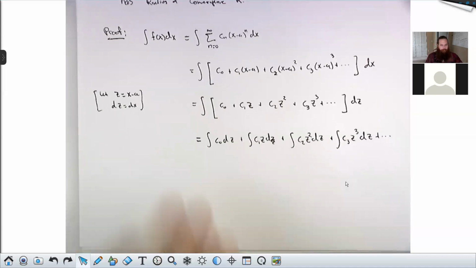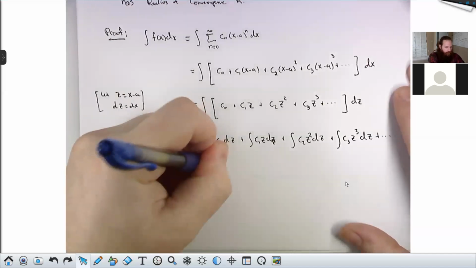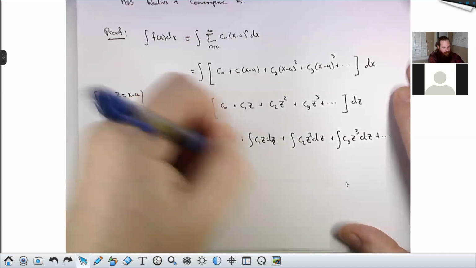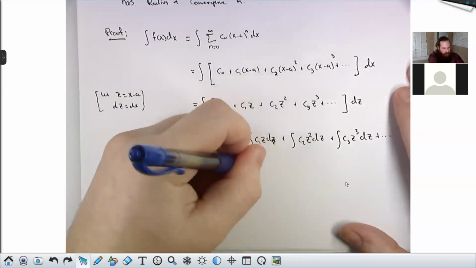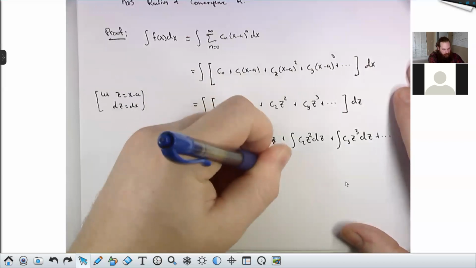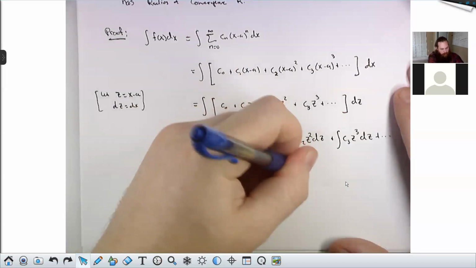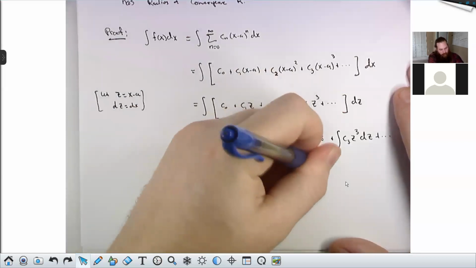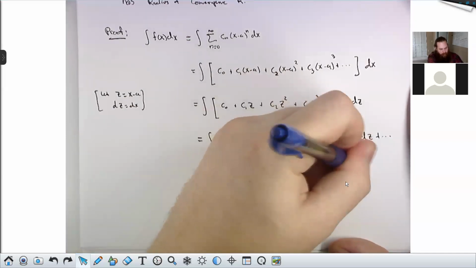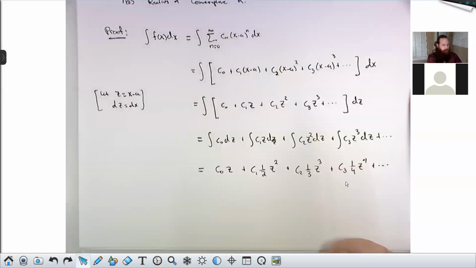But now, the integral of the constant c0 is c0z. The integral of c1z is c1 times 1/2 z squared, plus c2 times 1/3 z cubed, plus c3 times 1/4 z to the 4, and so on.